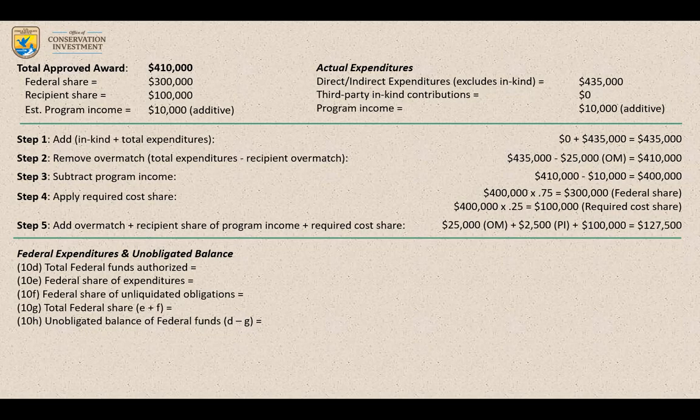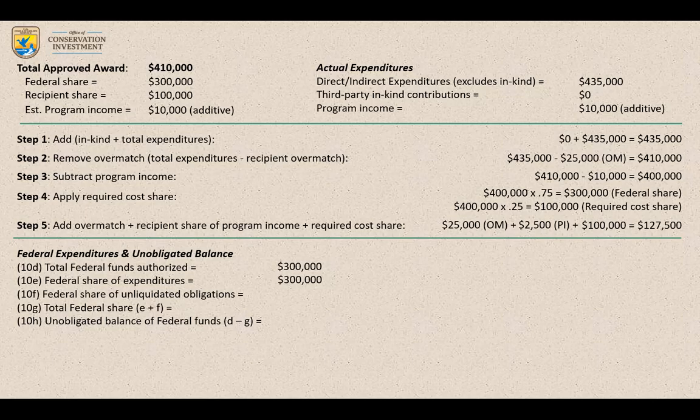For 10D, the recipient identifies the total federal funds authorized. This amount is $300,000 and comes directly from Field 11M, Federal Share, on the Grant Solutions Notice of Award. Field 10E represents the federal share of expenditures. This amount is $300,000 and comes from Step 4, where the recipient calculated the federal share of award expenditures.